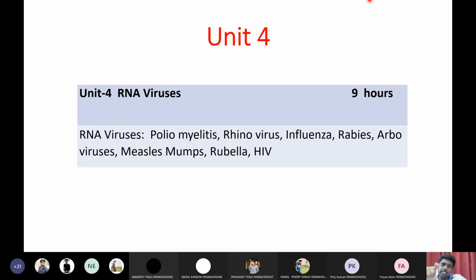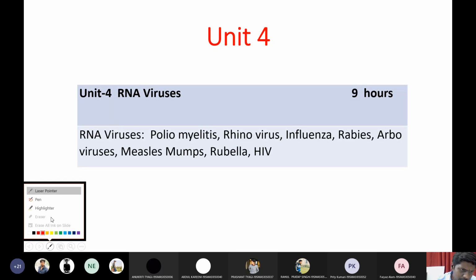It will attack the spinal cord, and in the spinal cord we have two regions: the interior brown region and the exterior white region. What is this white region and brown region? To understand this, you should know the basic structure of a neuron. If you see the basic structure of a neuron, I will draw it here. I will draw the structure of a neuron.